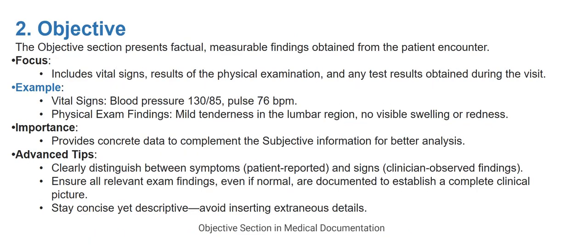Objective, for O. The objective section presents factual, measurable findings obtained from the patient encounter. The focus here includes vital signs, results from physical examination, and any test results obtained during the visit. Example, vital signs: blood pressure 130/85, pulse 76 beats per minute. Physical exam findings: mild tenderness in the lumbar region, no visible swelling or redness. The importance here is that it provides concrete data to complement the subjective information for better analysis.